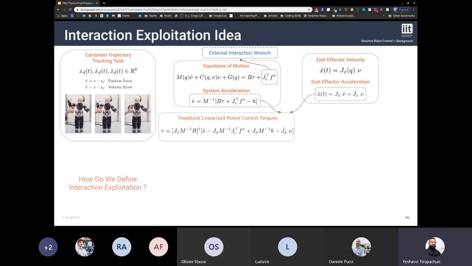By combining these two acceleration equations, we can get a relation for the feedback linearized robot control torques. An important point to observe in the behavior of these feedback linearized robot control torques is that they are completely agnostic to the external wrench.